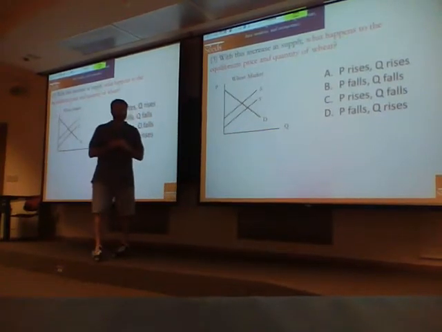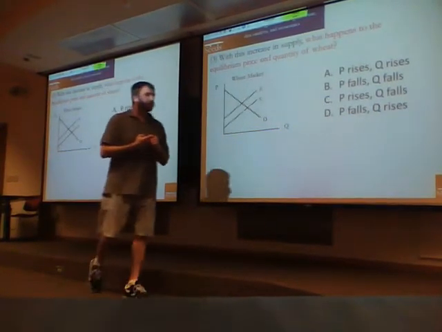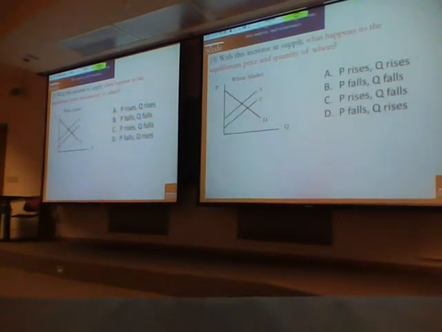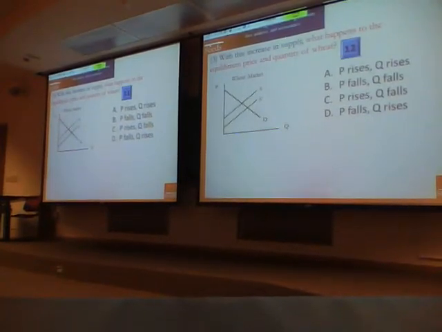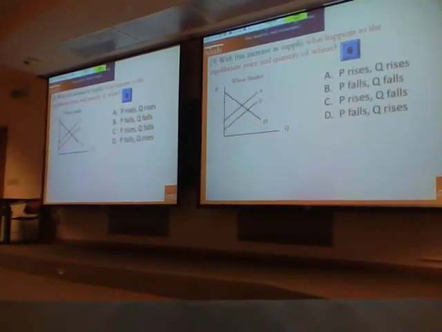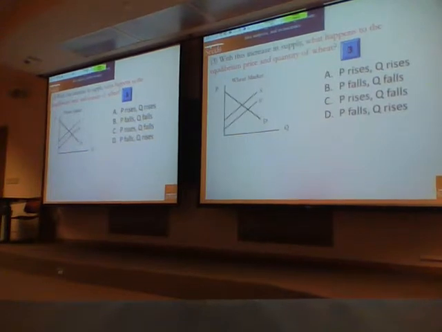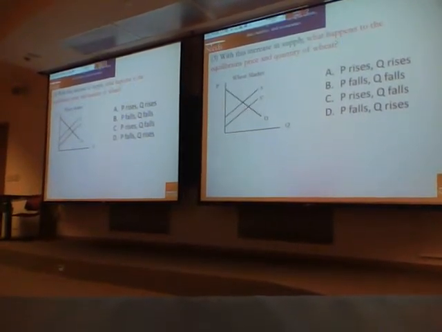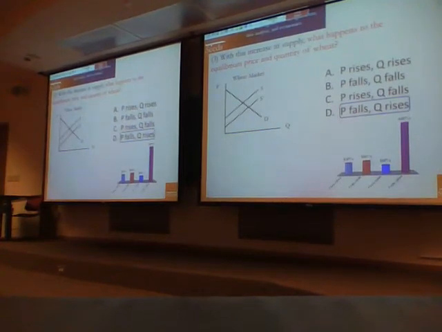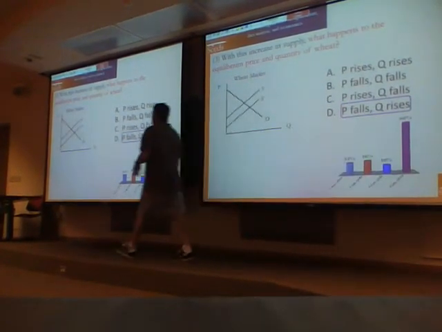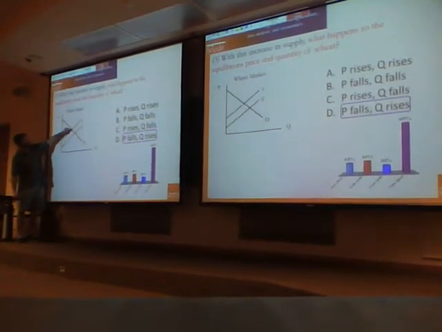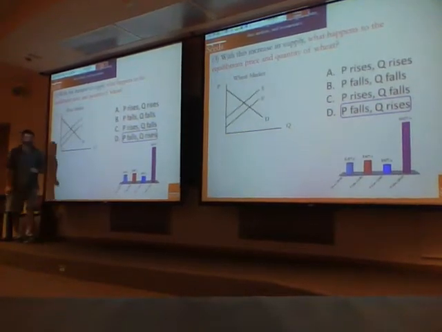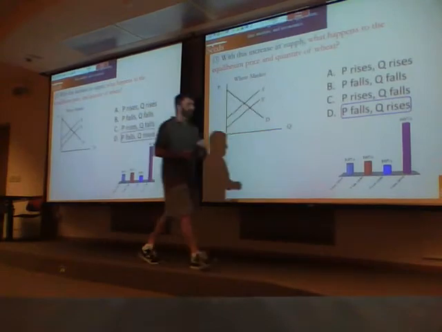Now I've drawn the demand curve. How does the equilibrium price and quantity change? Good. Most of you got that. You're going from the old equilibrium right here to a new equilibrium right here, which is at a lower price and a higher quantity. Price falls, quantity rises. Good.